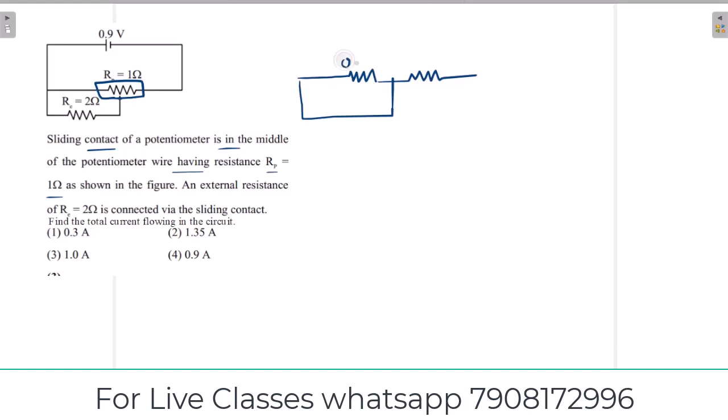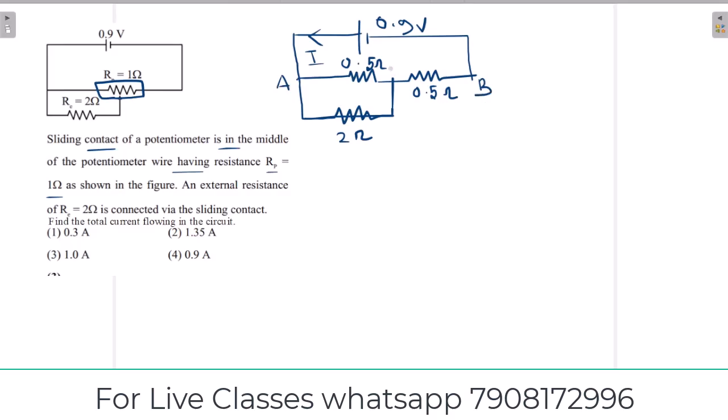So this value is 0.5 ohm, this is 0.5 ohm, and here an external resistance Re of 2 ohm is connected, and a battery of value 0.9 volt is connected here. We have to calculate the total current in the circuit, that is I, the current flowing through the battery. Now for the total resistance of the circuit, let's say this point is A, this point is B, and this is C.